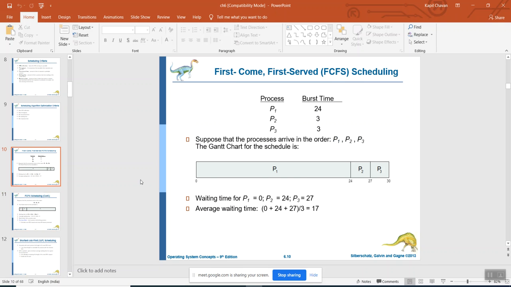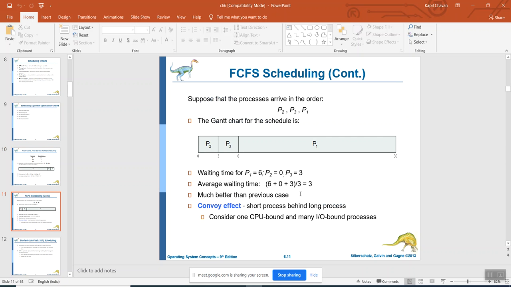When we compare, in the first case the maximum waiting time is 27 and the average waiting time is 17. But in the second condition, the average waiting time is 3. So it is much better than the previous case. We can achieve maximum efficiency or utilization by putting short processes behind the long process. That is the convoy effect.